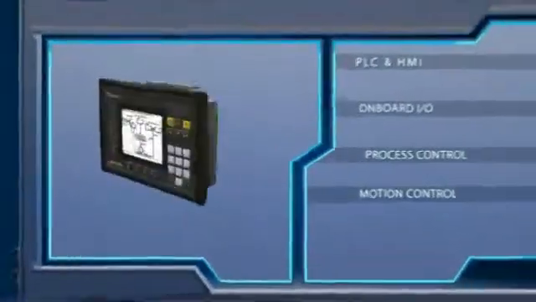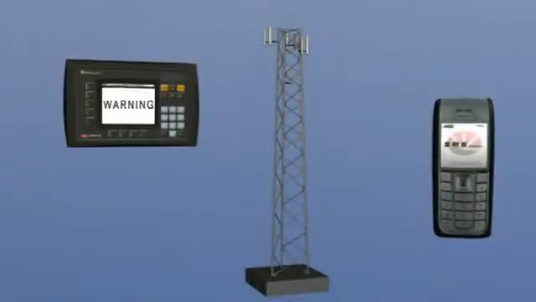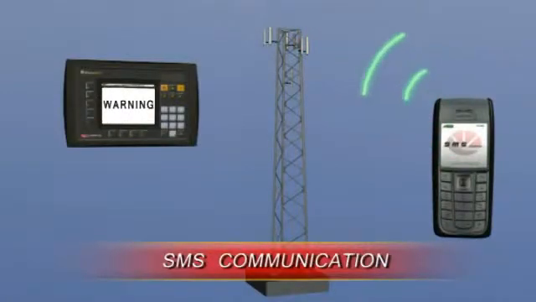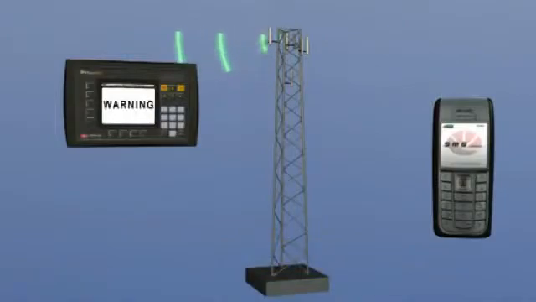Integral support of cellular connectivity facilitates immediate SMS and continuous GPRS communication, reporting problems or status changes, enabling bi-directional and efficient communication with an operator anywhere in the world.